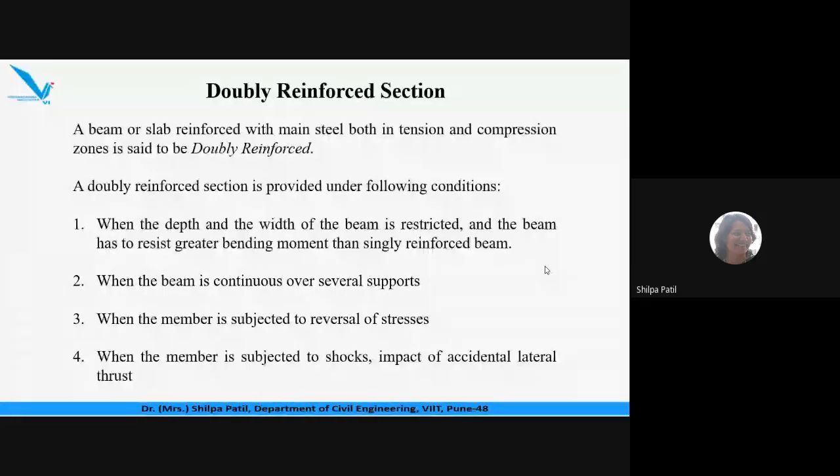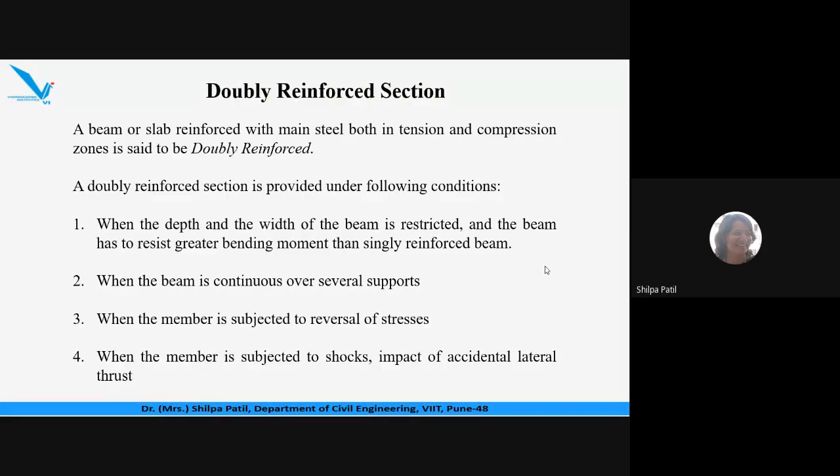For one direction of a particular load, when the force in a particular member has an axial tension nature, the force in that same member will become exactly opposite when the force direction or the external loading direction changes. This is called reversal of stresses. So when a member is subjected to reversal of stresses, we need to provide reinforcement in the compression zone also. In that case, we have to design a doubly reinforced section.